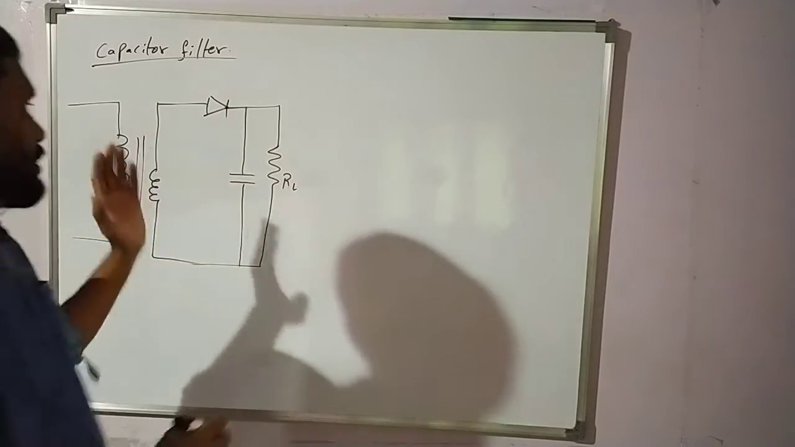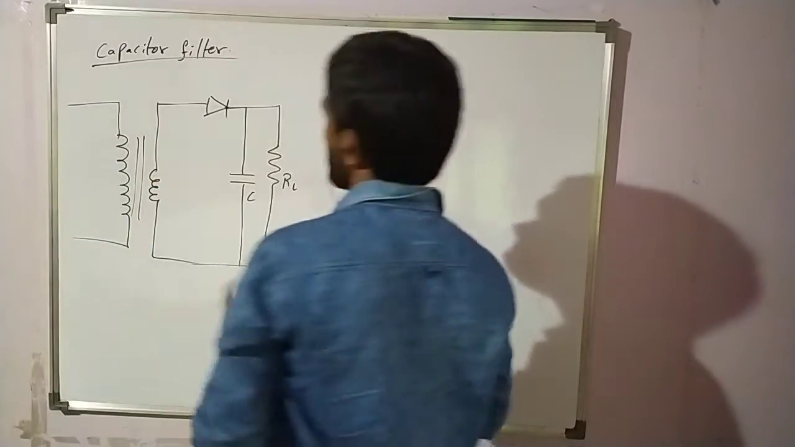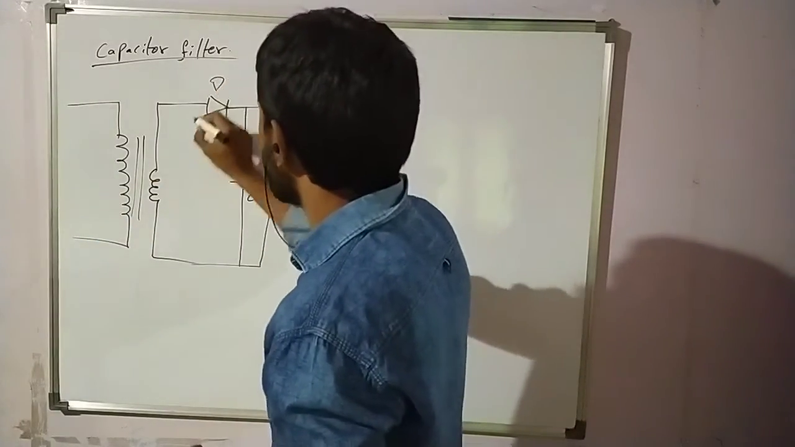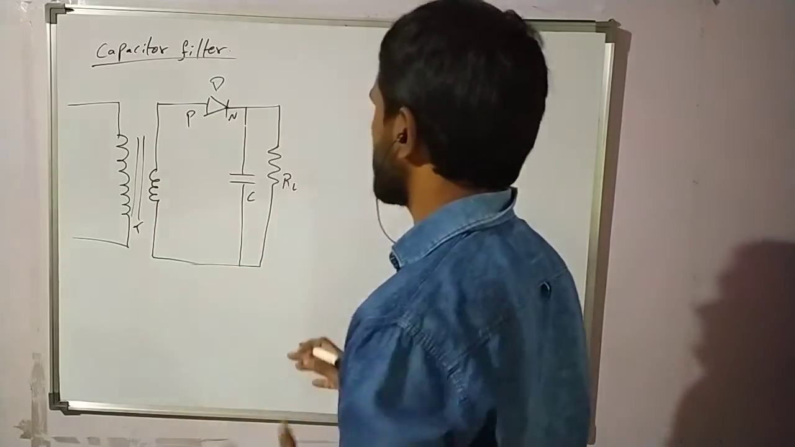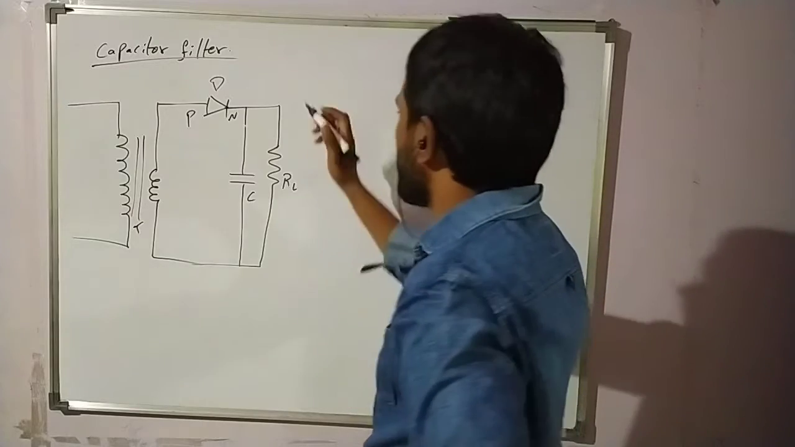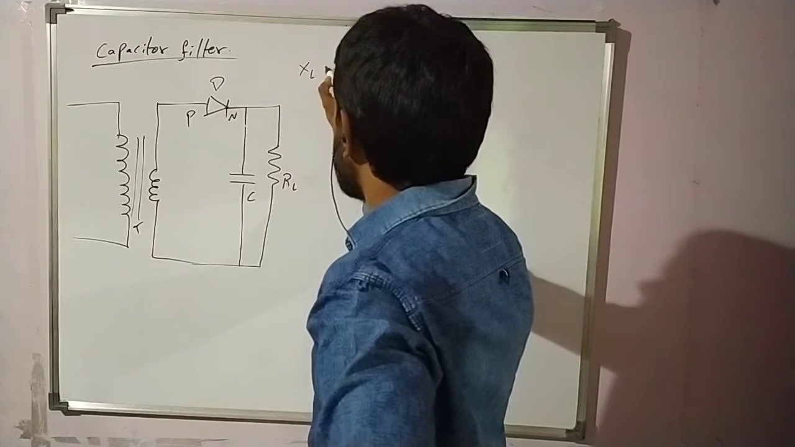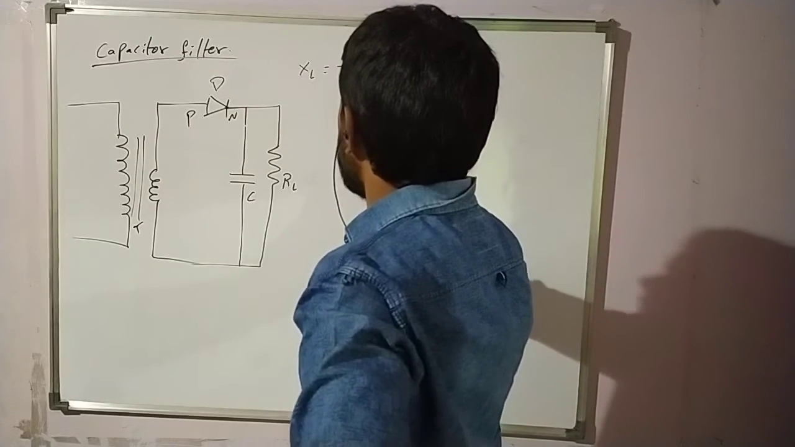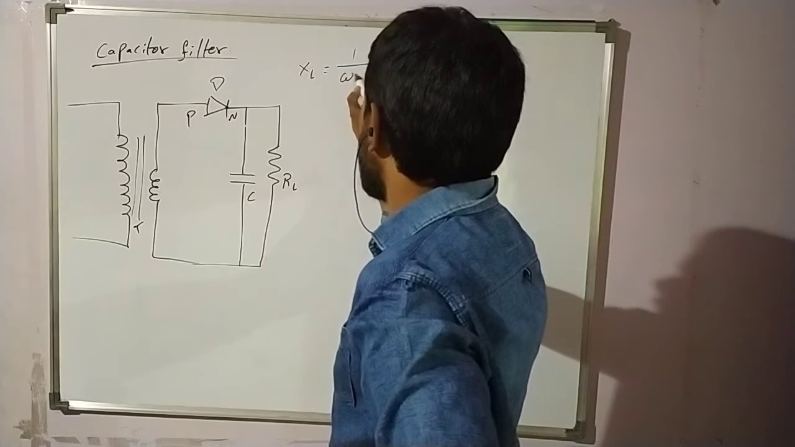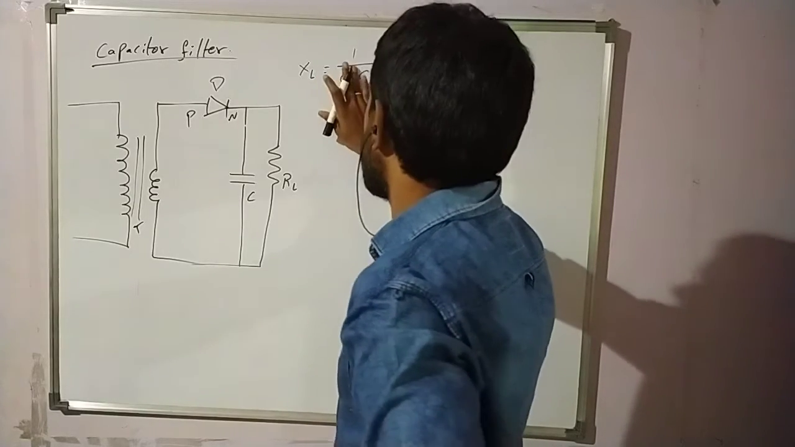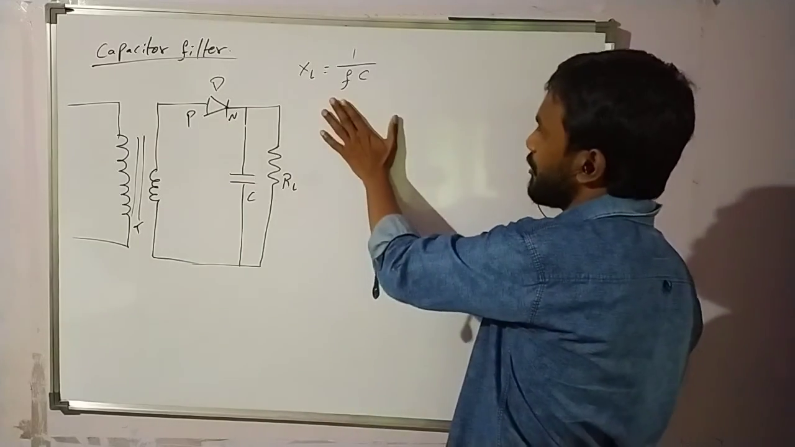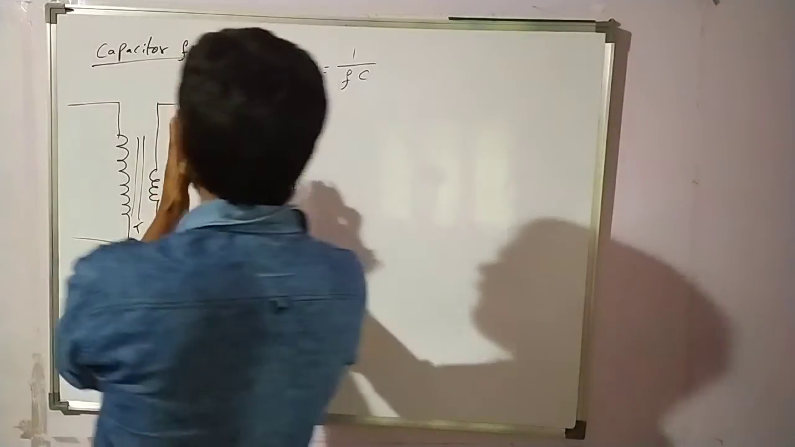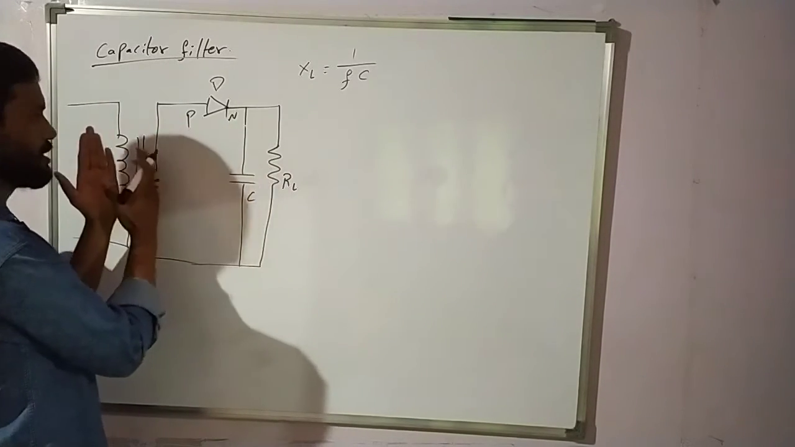So, I want to add this capacitor. First of all, what is this capacitor? This is my diode, this is P-type and this is N-type. This is my transformer, RL, capacitor. What will this capacitor do, let's see. What is the impedance of the capacitor? 1 by omega C, right? What is omega? 2 pi F. Let it be Fc. Now, this will convert this AC to pulsating DC.